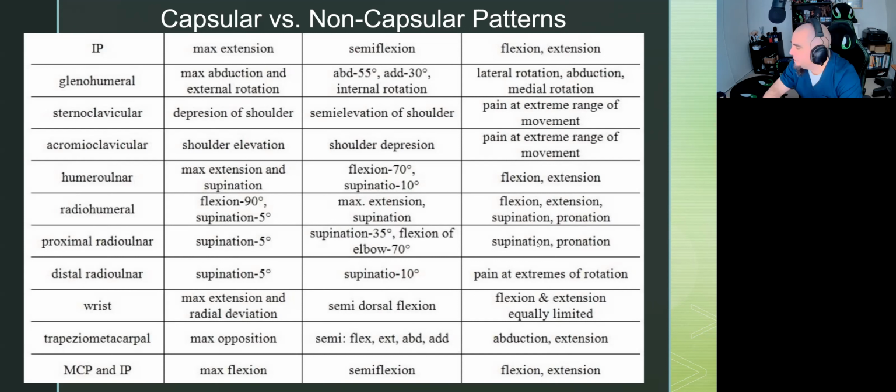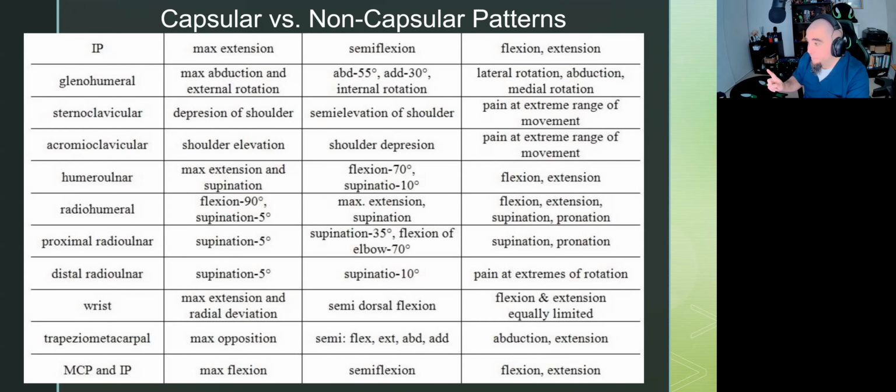So Josh asked, capsular pattern is an issue with the joint and non-capsular? Yes. Typically, yes, Josh. Capsular is an issue of the joint itself, whereas non-capsular could be muscle related, could be musculoskeletal, could be at that point where it's just not related necessarily to the capsule itself.